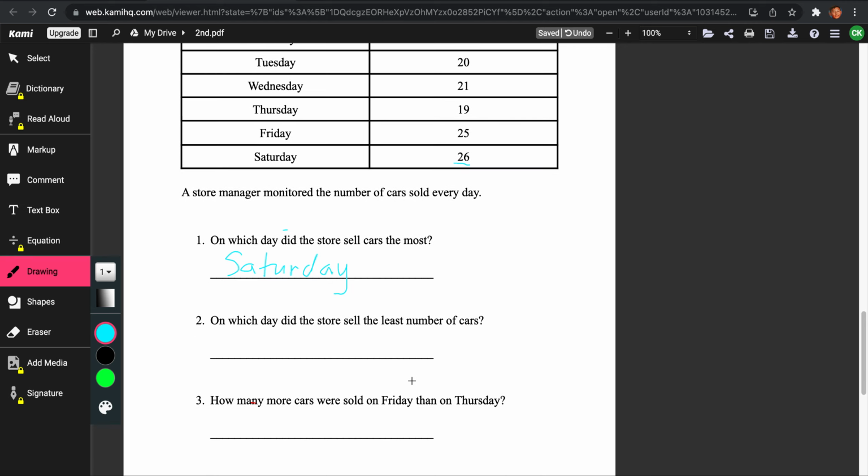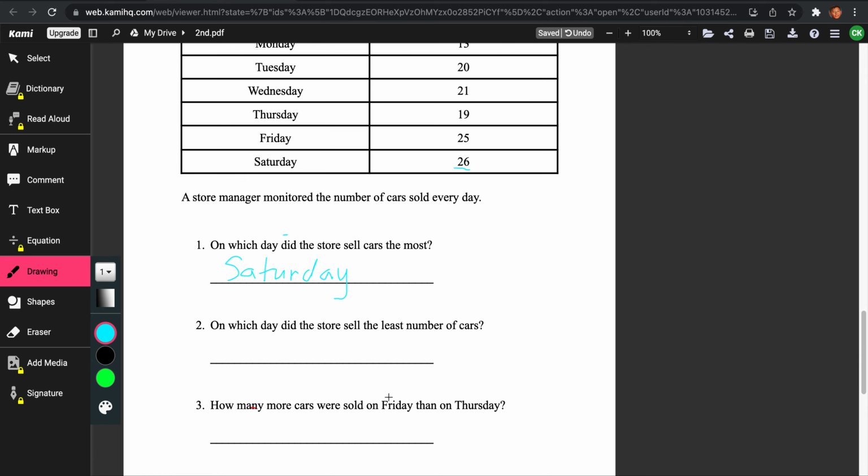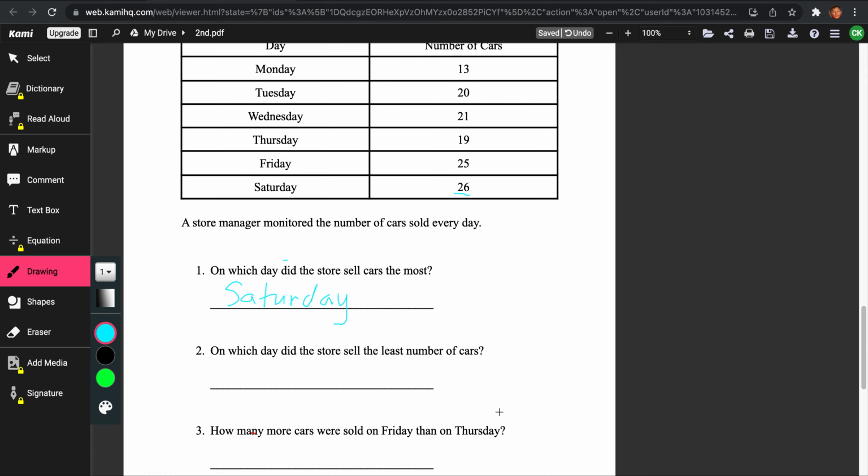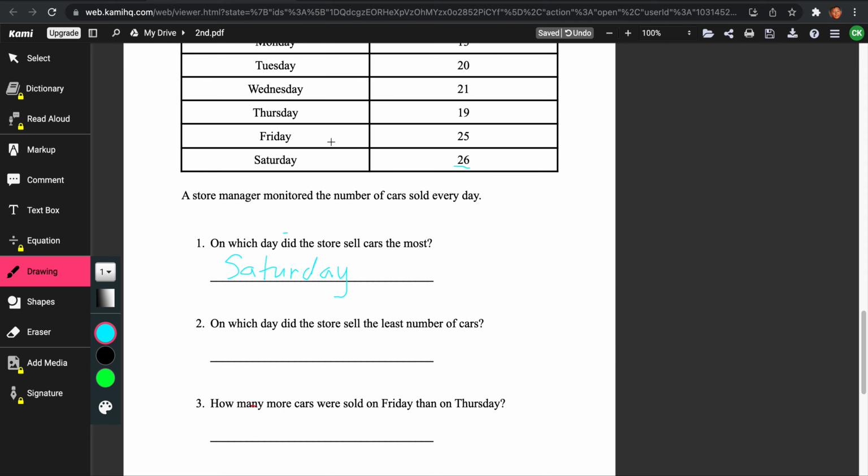Okay, I'm gonna skip number 2, but let's do number 3. How many more cars were sold on Friday than on Thursday? So we gotta look back at Friday, 25, on Thursday, 19. So we're gonna have to subtract because it said how many more. So what we're gonna do is 25 minus 19.